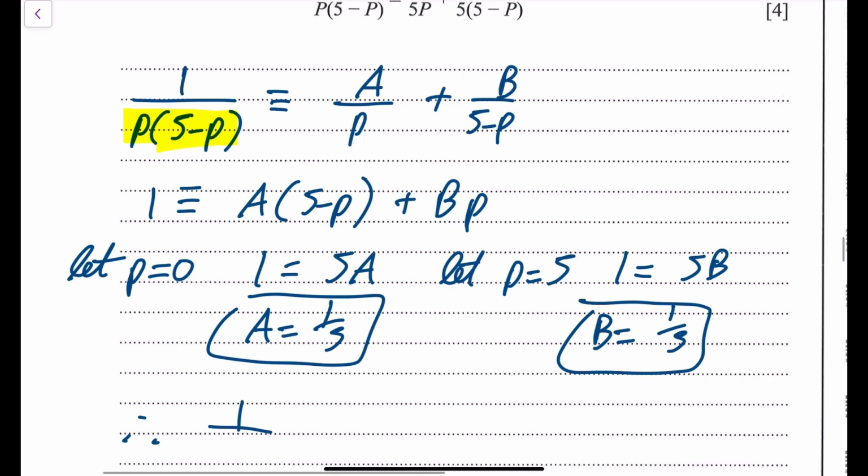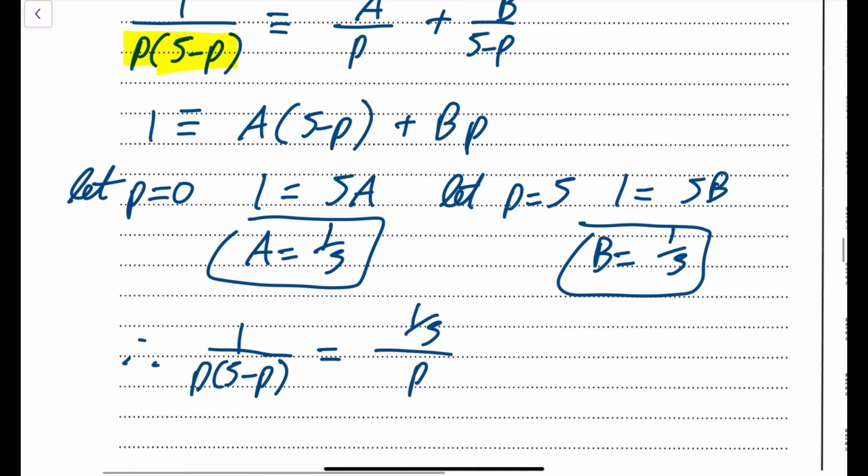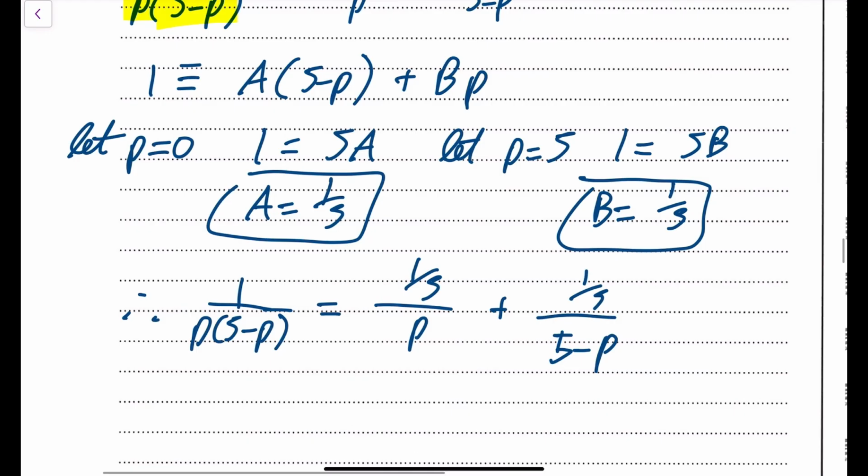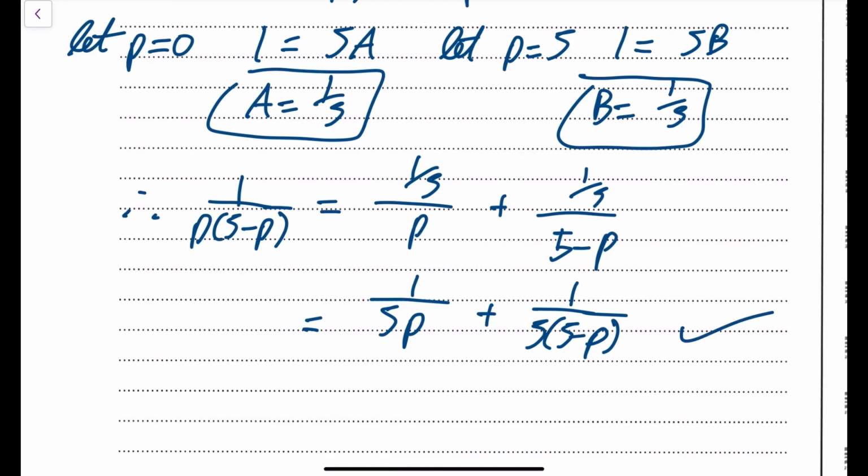Therefore, I have shown that 1 over p upon 5 minus p is equal to, well here, I'll show the steps just so it's really clear I understand what's going on. That's 1 over 5 over p, and then plus 1 over 5 over 5 minus p, and then that is the same as, that 5 can come on the bottom line, so it's 1 over 5p plus 1 over 5 upon 5 minus p as required.